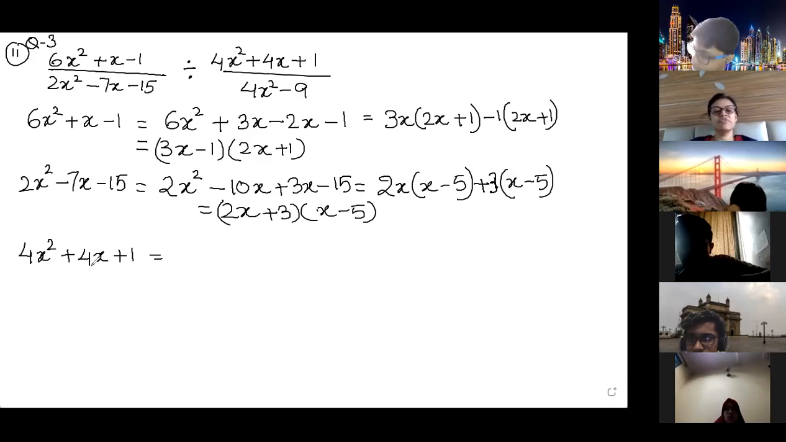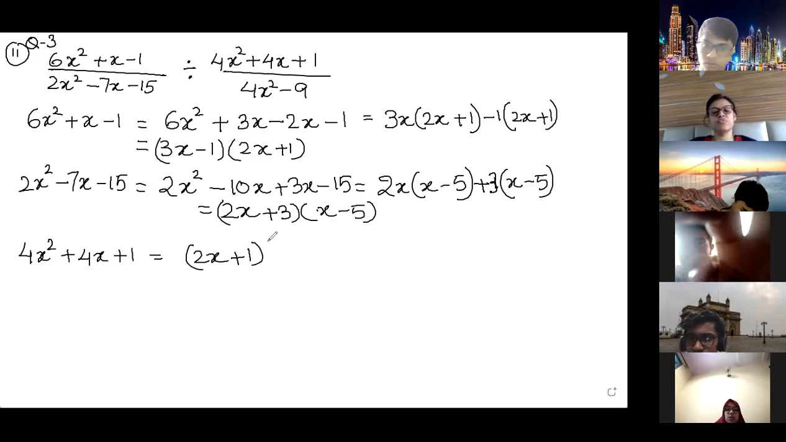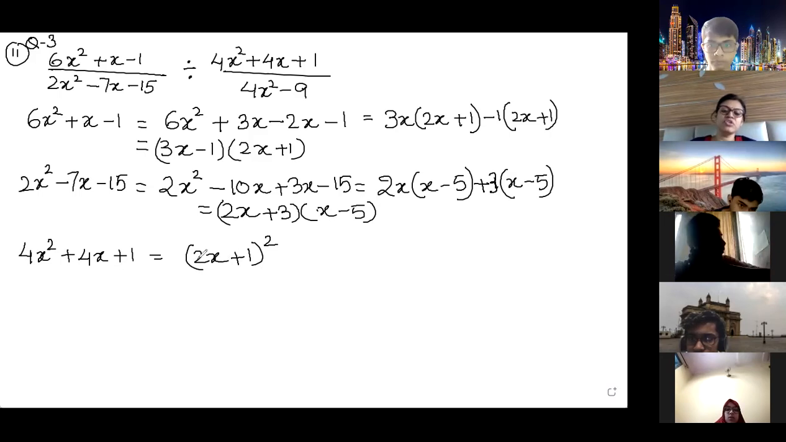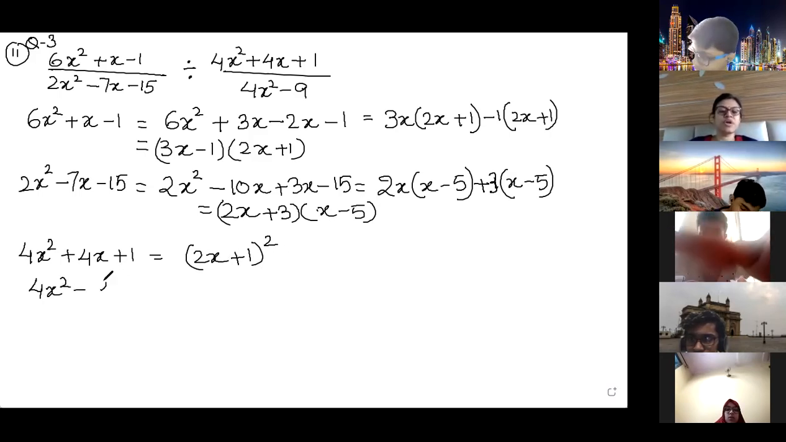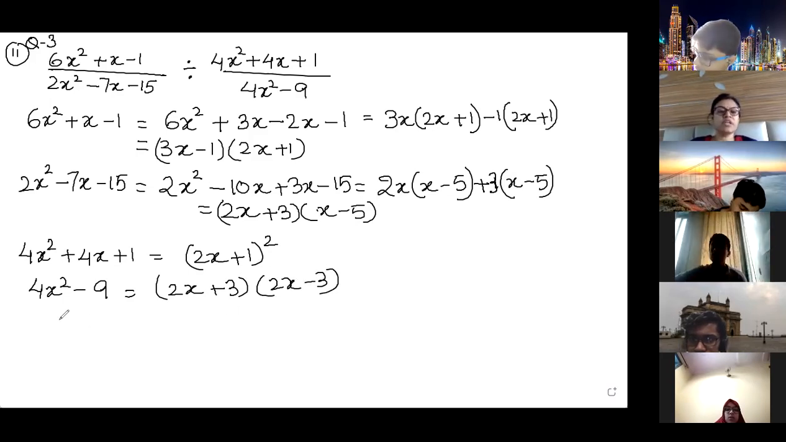Okay, and the next one is 4x square plus 4x plus 1. Even if you don't split, this is 2x plus 1 whole square, using the formula, or you can split and find out. You will see that you'll get the same answer. And the last one, 4x square minus 9, is equal to 2x plus 3 and 2x minus 3.